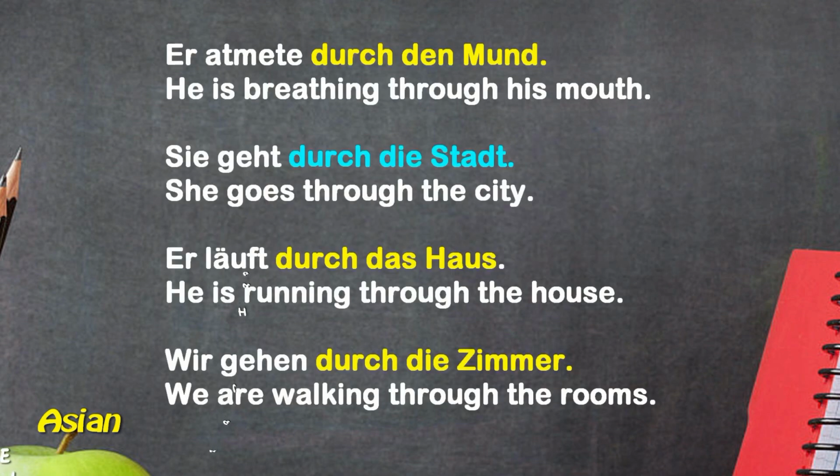Some sentences here. Er atmete durch den Mund. He is breathing through his mouth. Sie geht durch die Stadt. She goes through the city. Er läuft durch das Haus. He is running through the house. And wir gehen durch die Zimmer. We are going through the rooms.